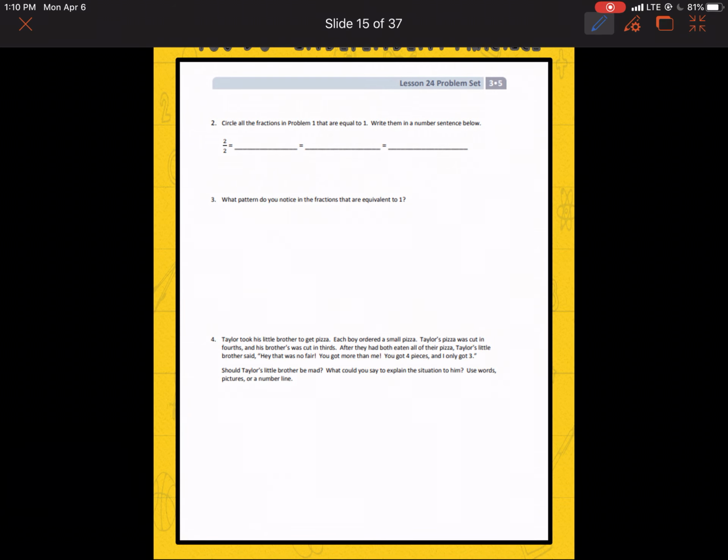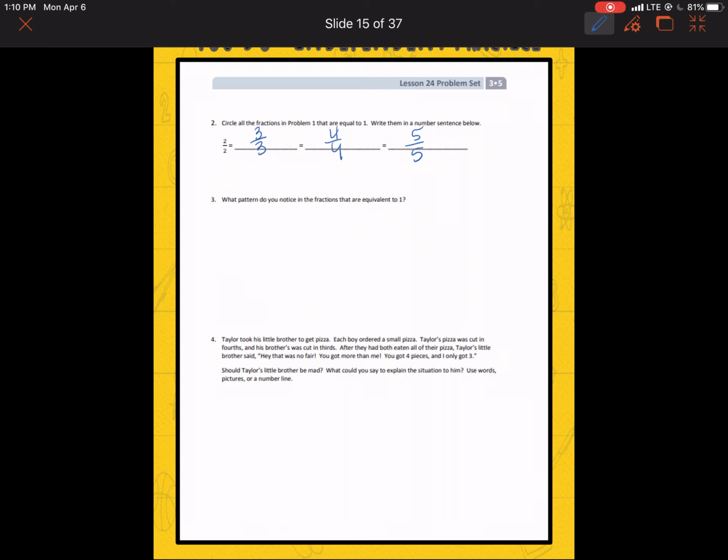All right. So we know that 2 halves is equal to 3/3. It's equal to 4/4, and it's equal to 5/5. What pattern do you notice in the fractions that are equivalent to 1? I want you to pause this video to write down your answer and then press play to check it with mine.